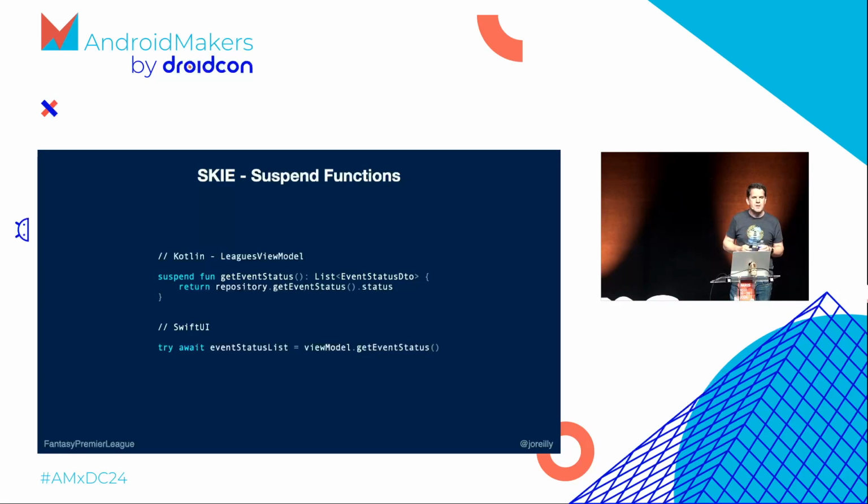First up, invoking Kotlin suspend functions from Swift. We have a getEventStatus suspend function in shared Kotlin code, and we're able to use Swift's await to invoke it then in our iOS client, thanks to SKIE.